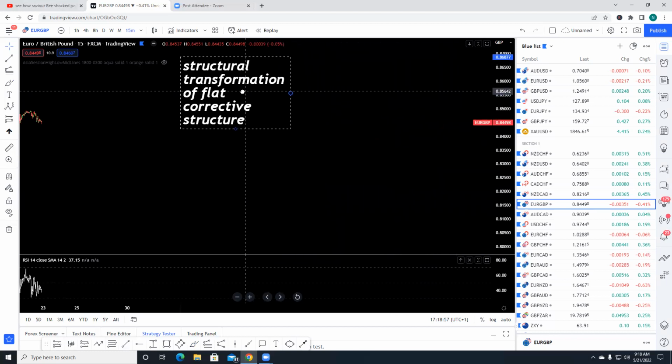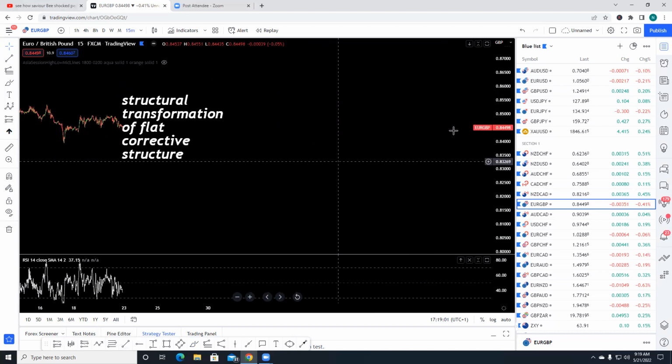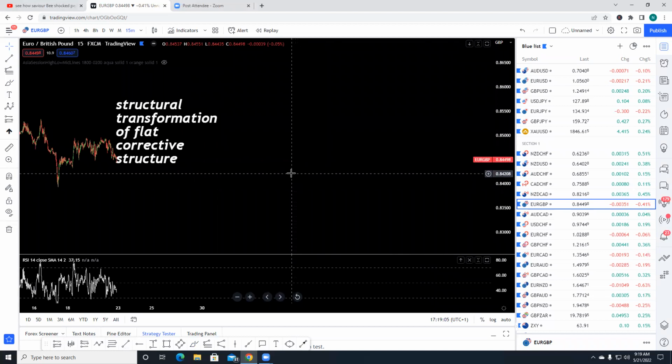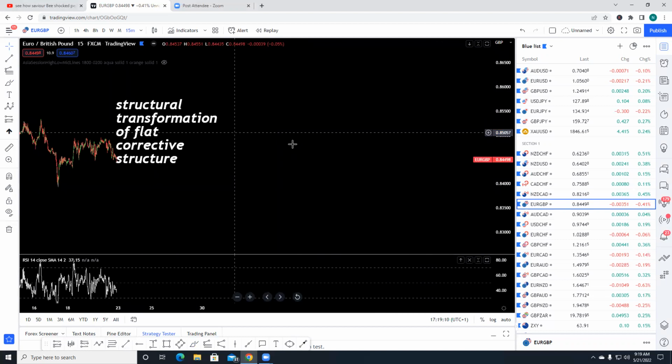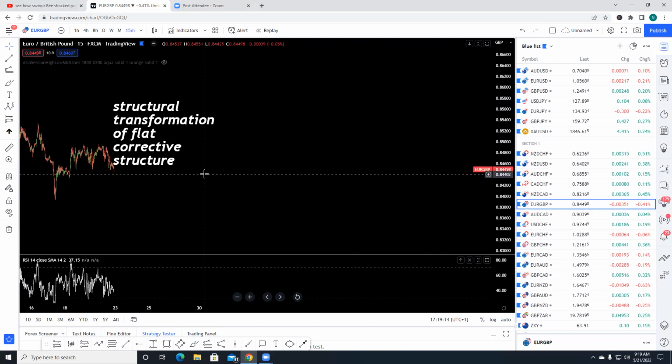Guys, this is very important. Many people have lost a lot. Many people call themselves Elliott wave analysts, but honestly, they do not understand this part. And that is why they see a very clean structure and they still lose.